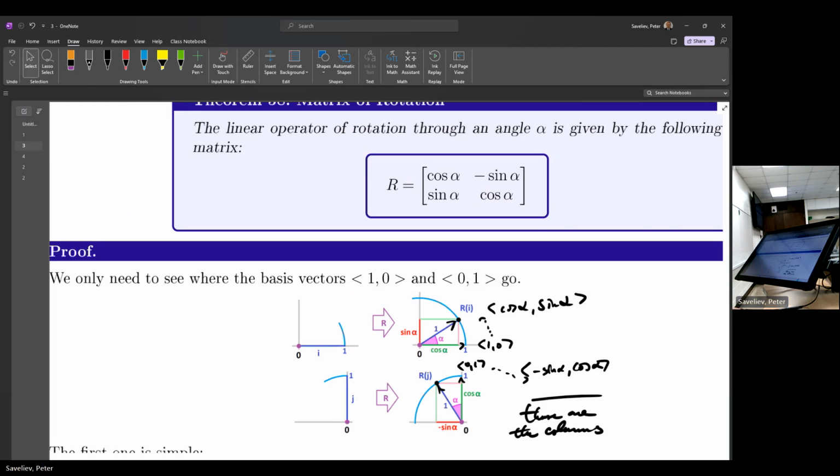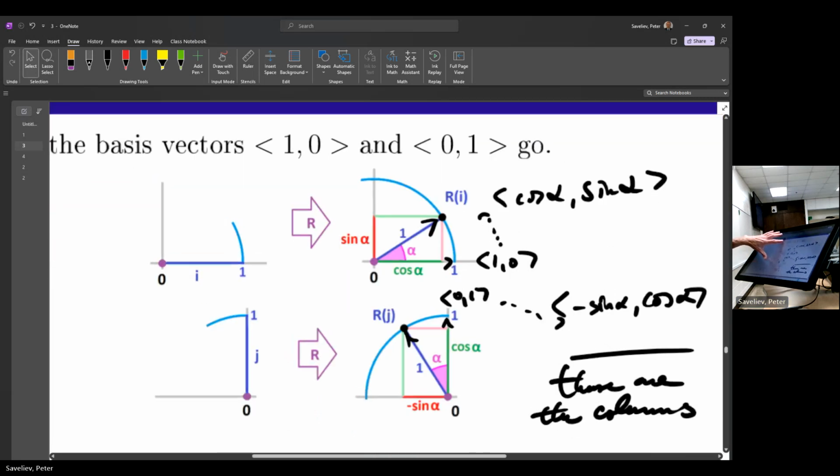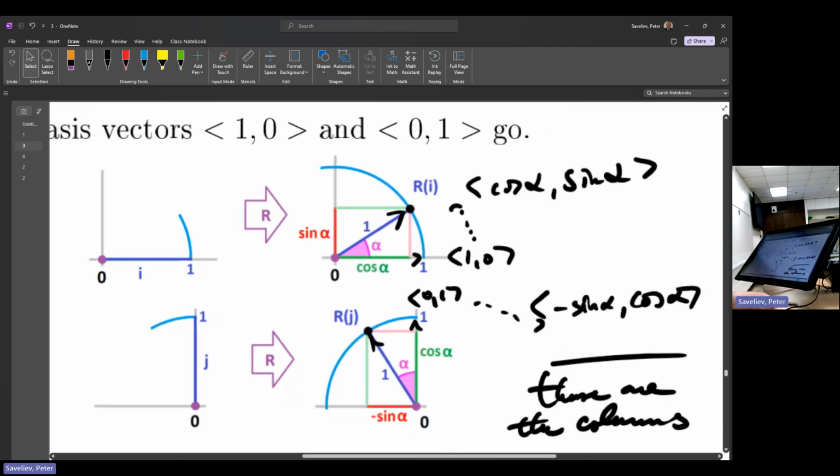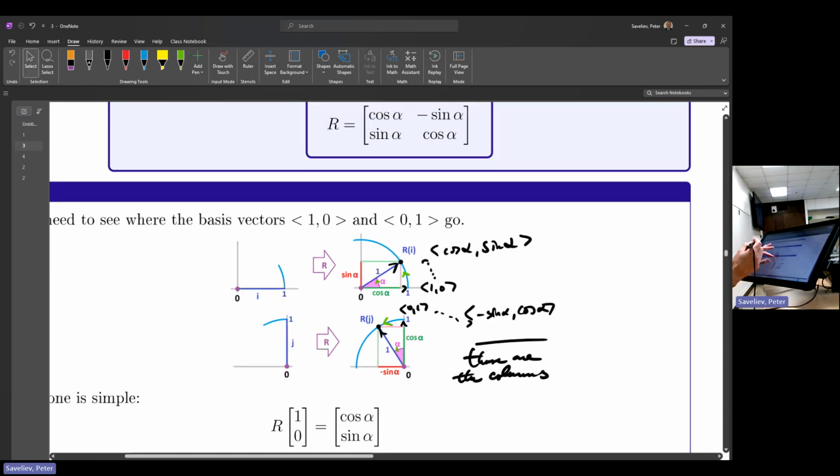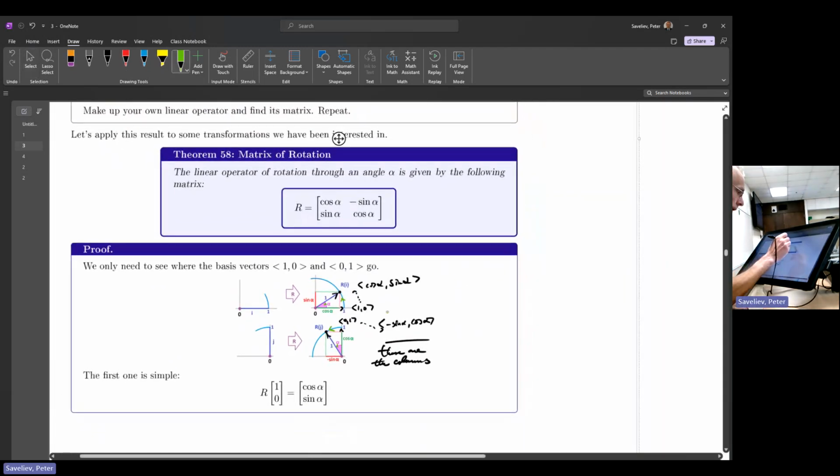Radians, yes. Radians, right? So this is the rotation. I better have the direction pointed out very clearly. Rotation through alpha.